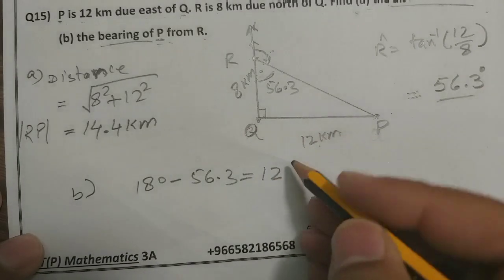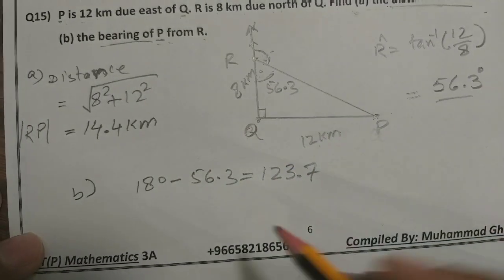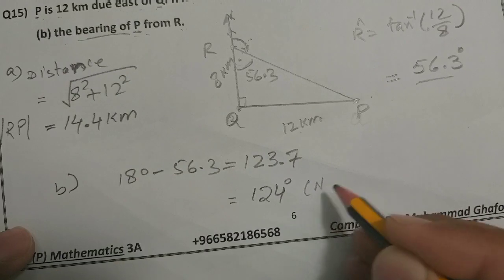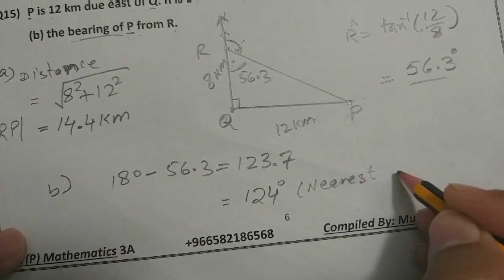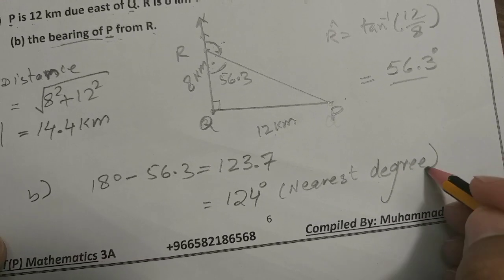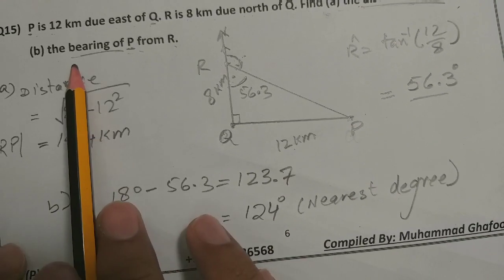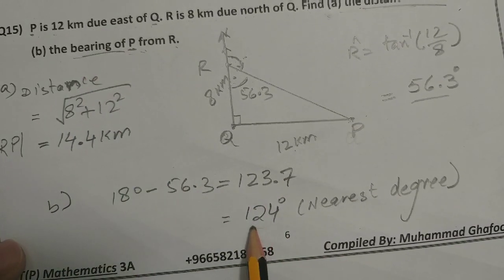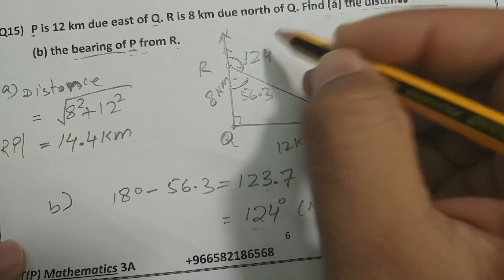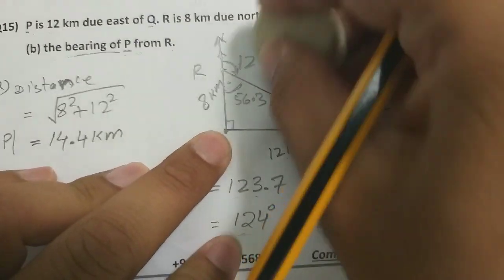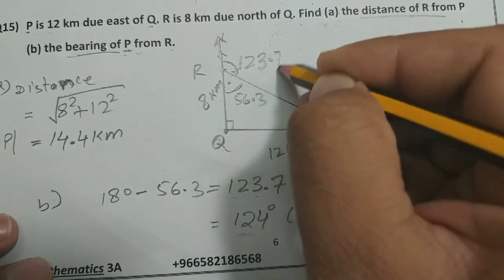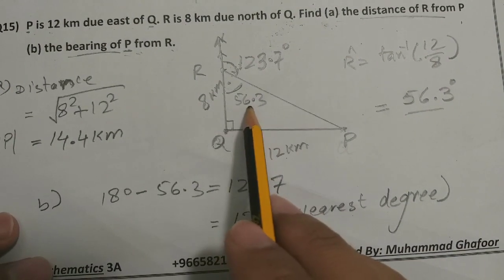So 123.7, or to the nearest degree, it is 124 degrees. The bearing of P from R is 123.7 or 124 degrees. You can say 123.7, because we have this angle 56.3, or this is 123.7 degrees.